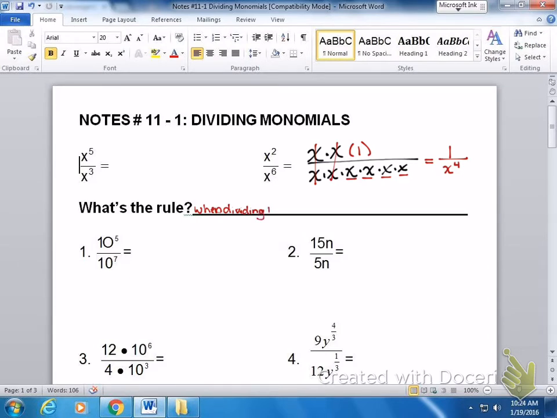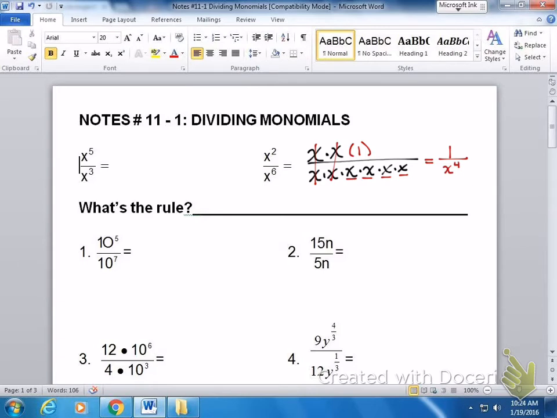When dividing and bases are the same, subtract the exponents. So I may have skipped a little bit there, guys. I'm sorry. It says, what's the rule?